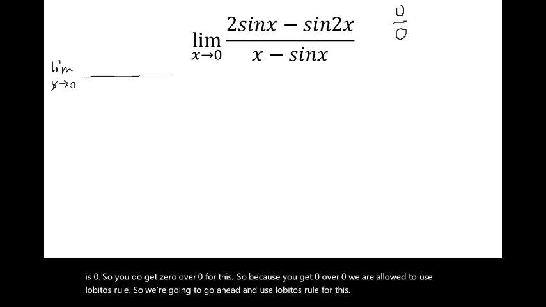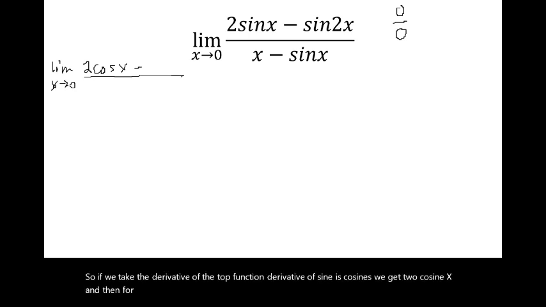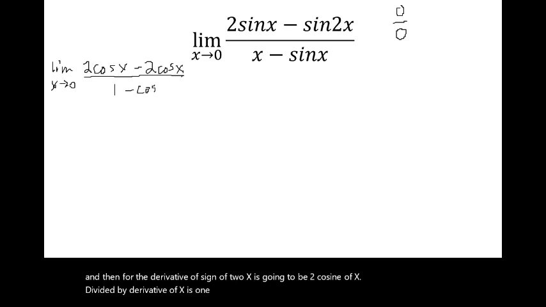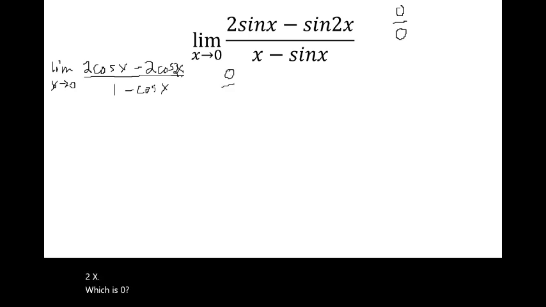So if we take the derivative of the top function, derivative of sine is cosine, so we get 2 cosine x. And then the derivative of sine of 2x is going to be 2 cosine of 2x, divided by derivative of x is 1, minus derivative of sine x is cosine x. Then as soon as you use L'Hopital's rule, you should do direct substitution. However, when you use direct substitution, you get 2 times the cosine of 0, minus 2 times the cosine of 0, sorry, this is cosine of 2x, which is 0, over 1 minus the cosine of 0, which is 0.